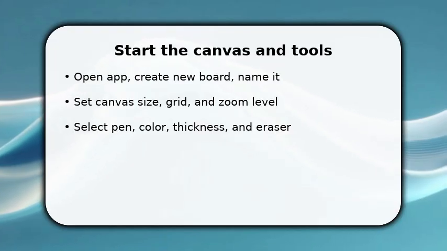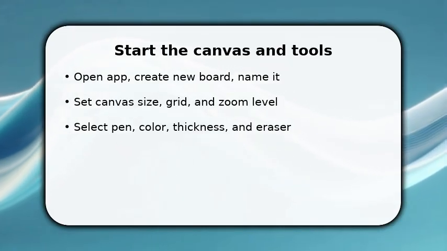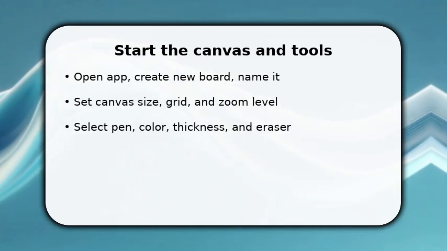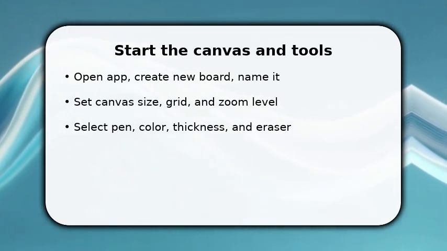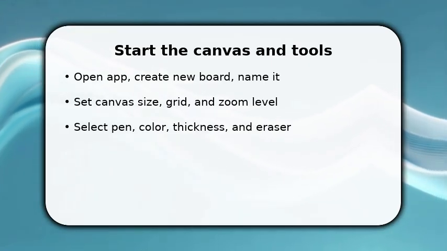You begin by opening the whiteboard and creating a new board named for your session. Combine essential prerequisites. Choose canvas size and enable the grid so alignment is easy. Next, pick a pen color and thickness, plus the eraser and a shape tool.